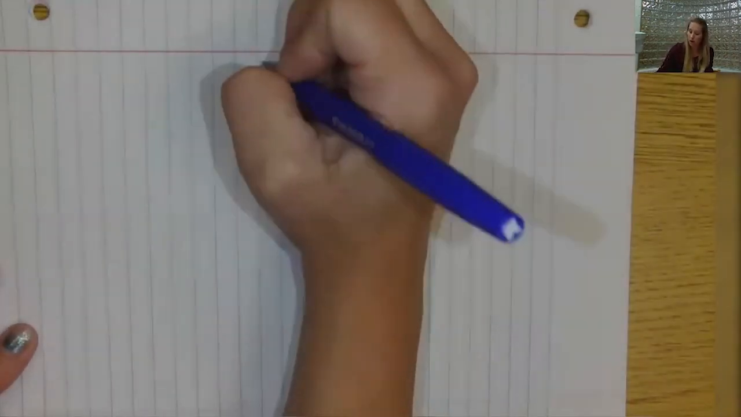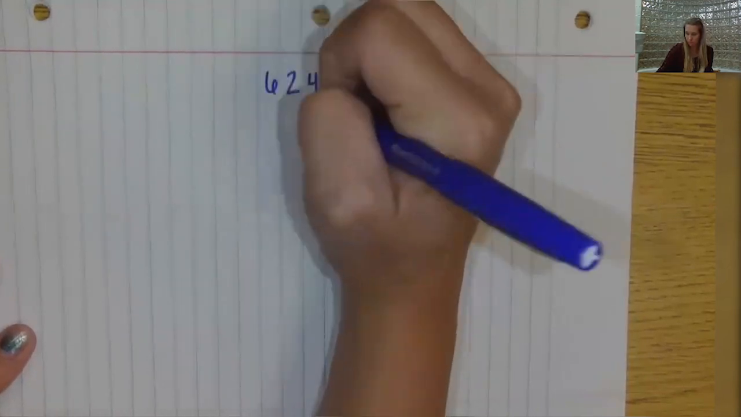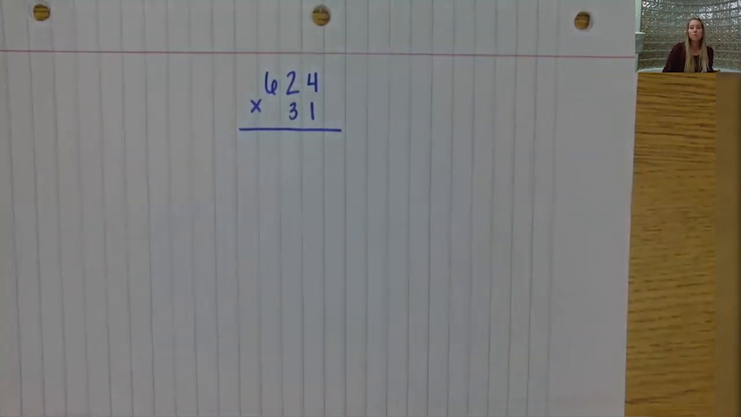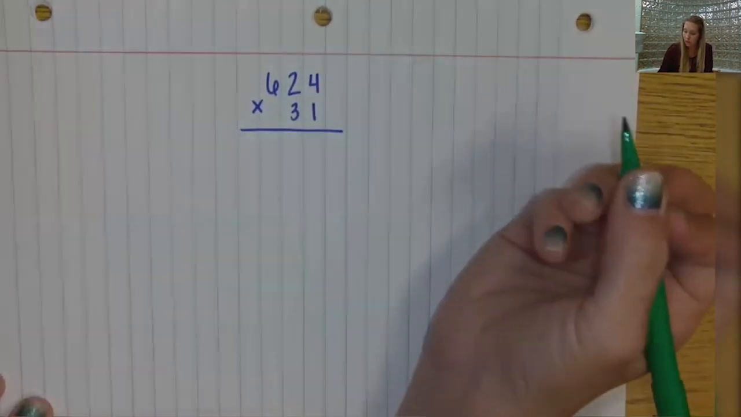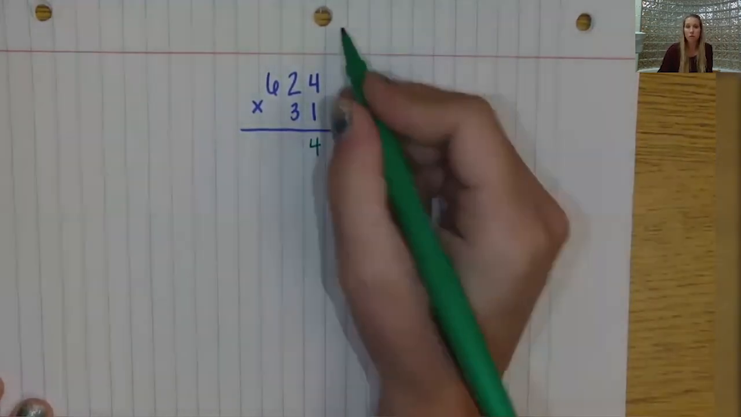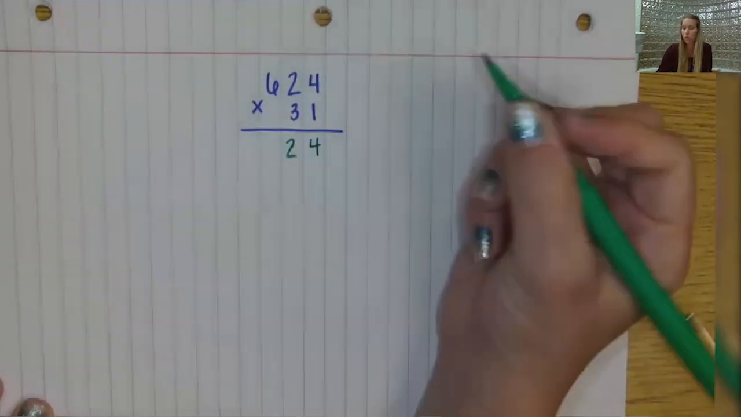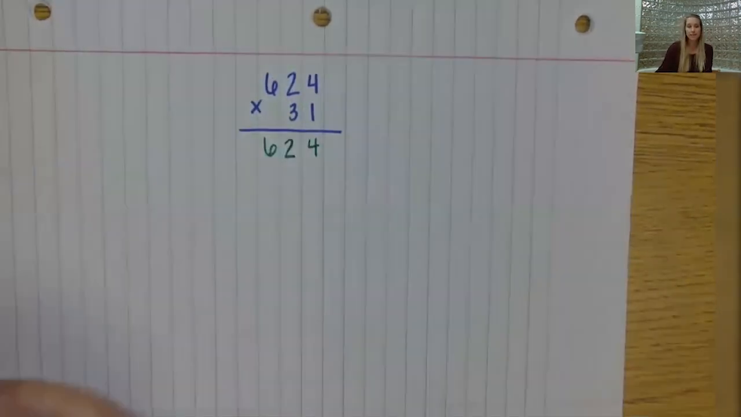624 times 31. What are we going to multiply each of the values in 624 by? Yes, we'll multiply them by the ones place in 31, which is 1. Let's do that now. Did you get 624? 4 times 1 is 4. 2 times 1 is 2. 1 times 2 is 2. 1 times 6 is 6.